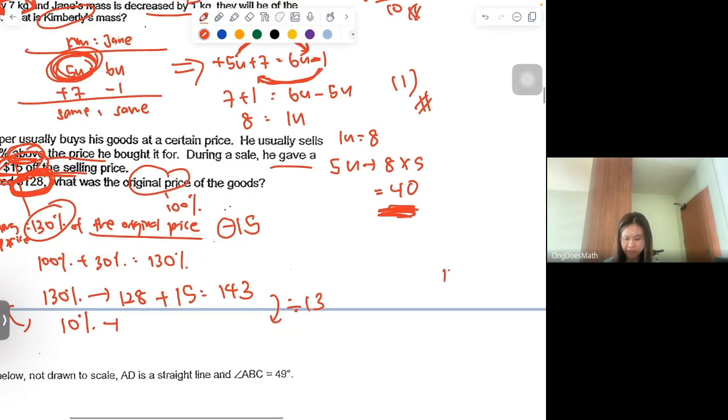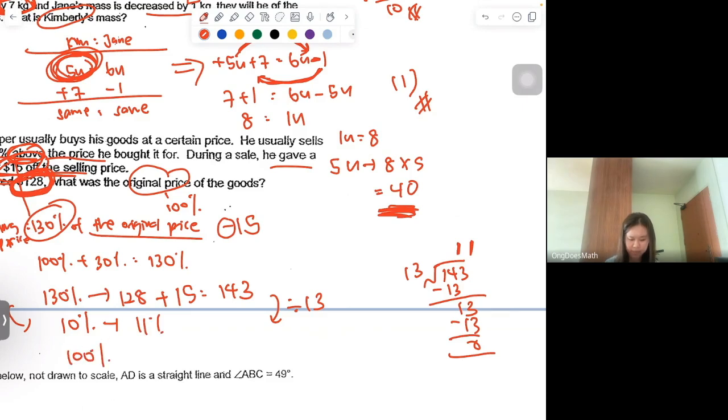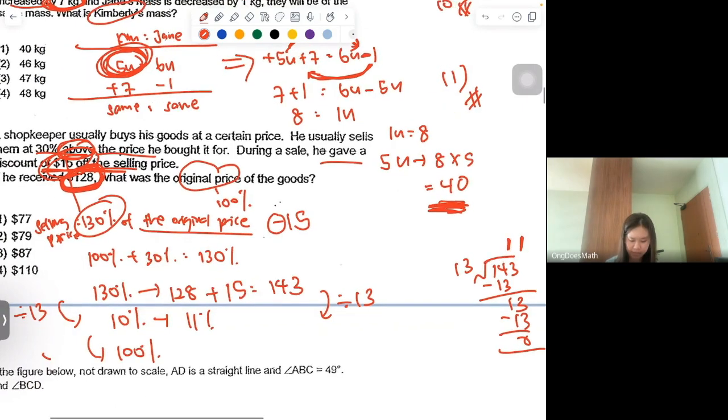So what's 143 divided by 13? So here will be 1 minus 13. You get back 13. For another 1 minus 13, 0. So 10% is $11. To find 100%, you simply times 10, both sides. Sorry, there's no percent sign here. So it'll just be 11 times 10. It should give you 110. And hence the answer is option 4.